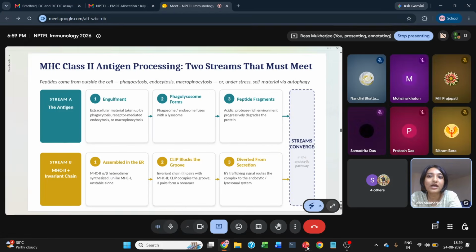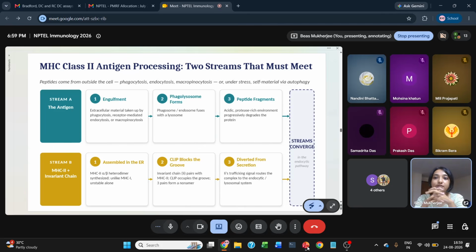Now we come to MHC class 2 antigen processing. So in MHC class 2, what happens? There are two different streams. Once again, one is the antigen and the other one, of course, is your MHC molecule. So the two come and converge at a point. So what is happening?